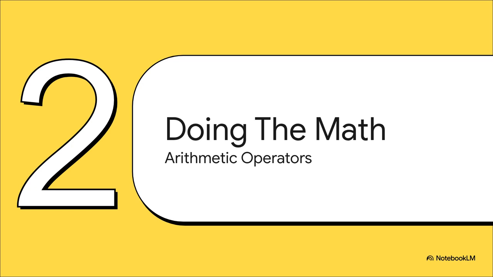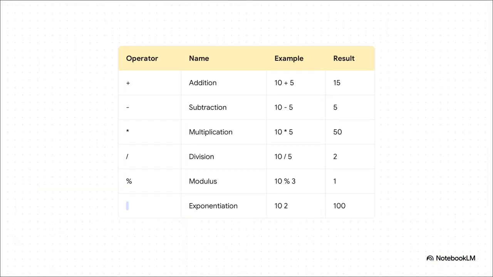Let's talk about the operators for doing calculations. Okay, so the first few here are pretty obvious, right? Addition, subtraction, you get it. But the last two on this list are super powerful in programming. Modulus, that percent sign, gives you the remainder of a division. It's awesome for things like checking if a number is even or odd. And exponentiation, the double asterisk, is just a super clean shortcut for calculating powers.